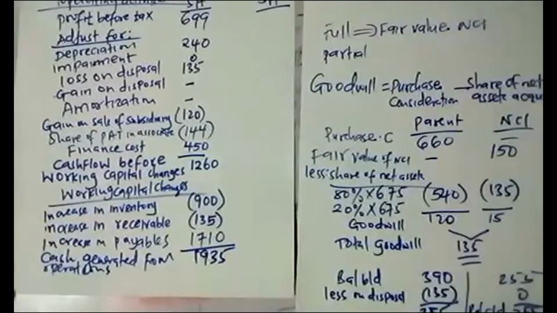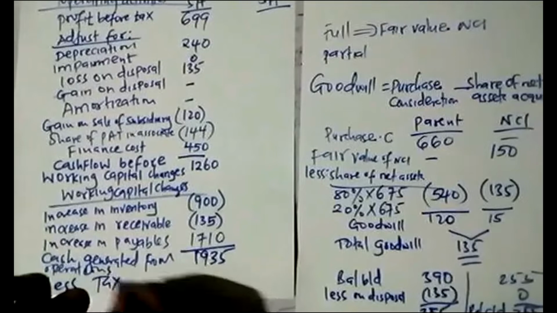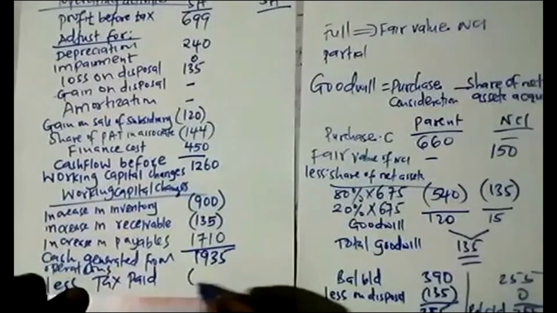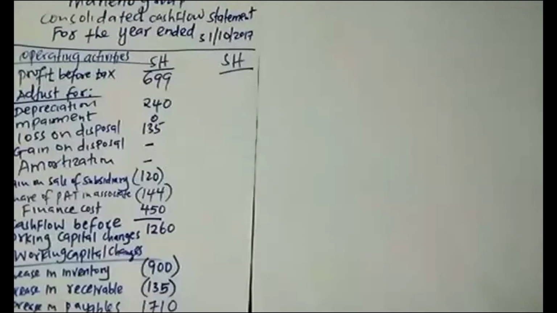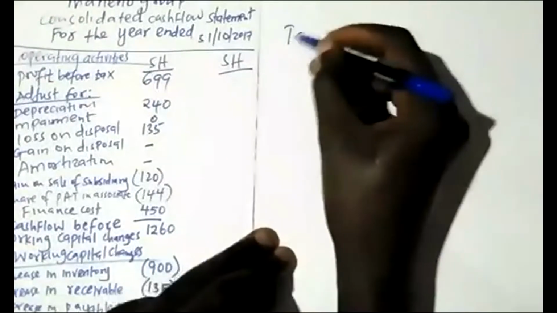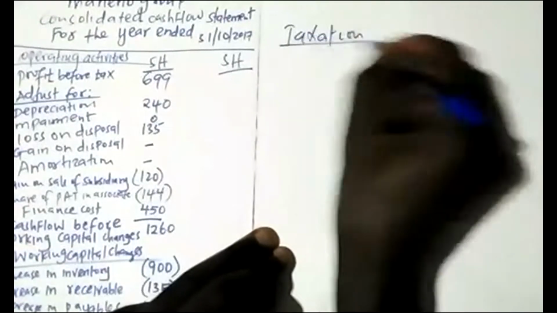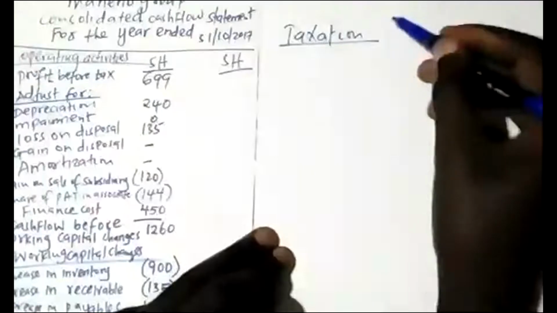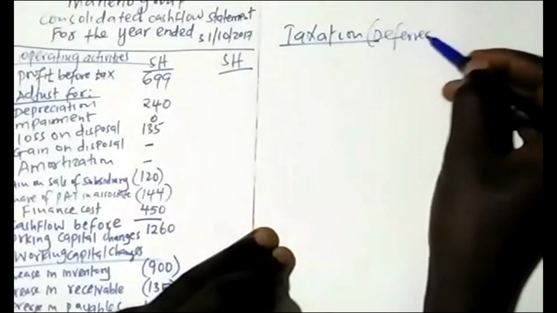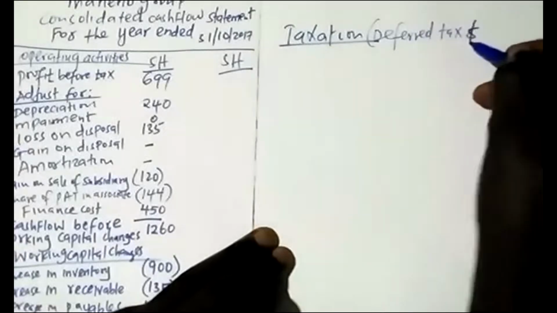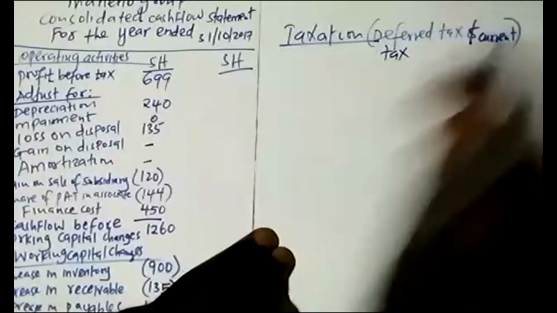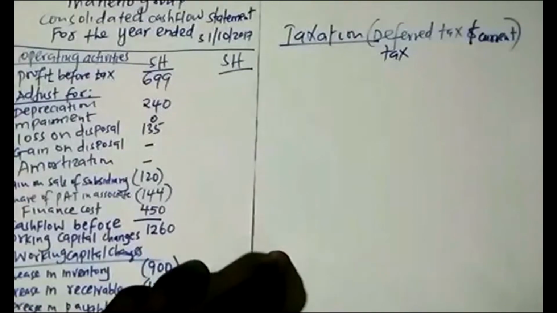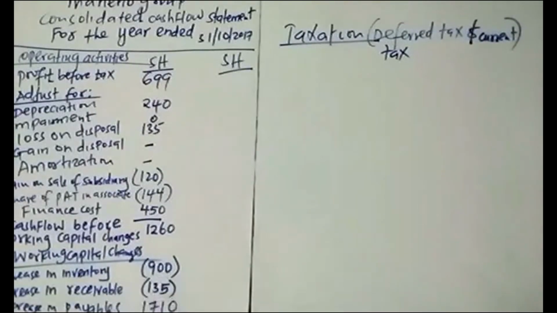So after that, we raise tax paid. So we have to determine tax. In order to determine the tax paid, these are workings. Under this tax, you consider deferred tax and the current tax.